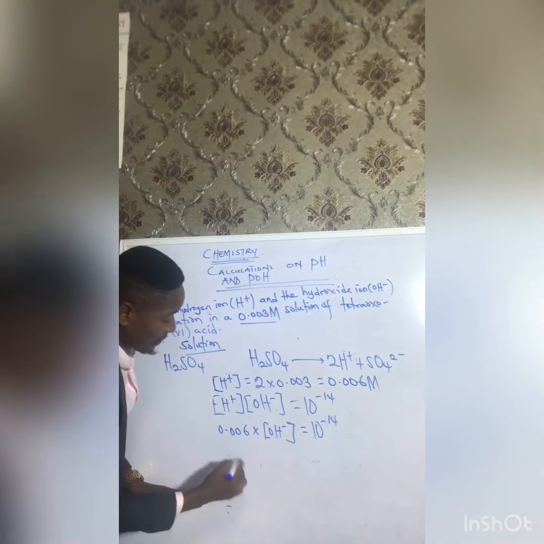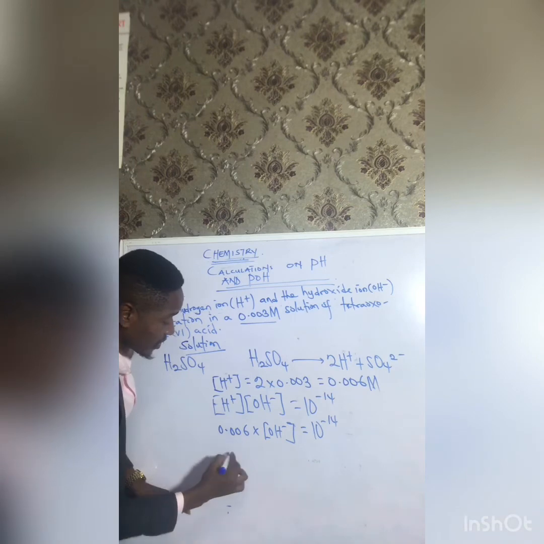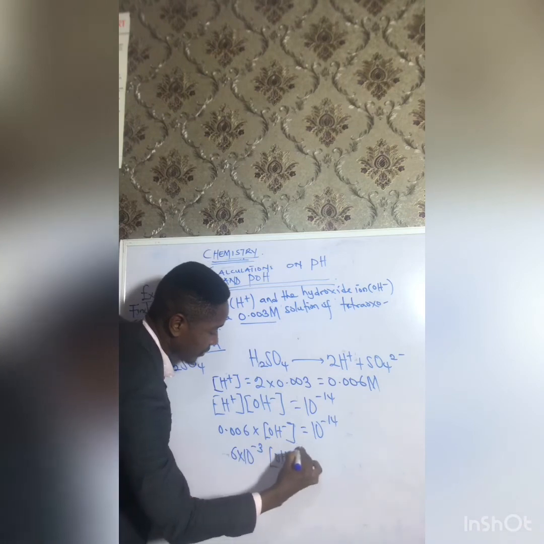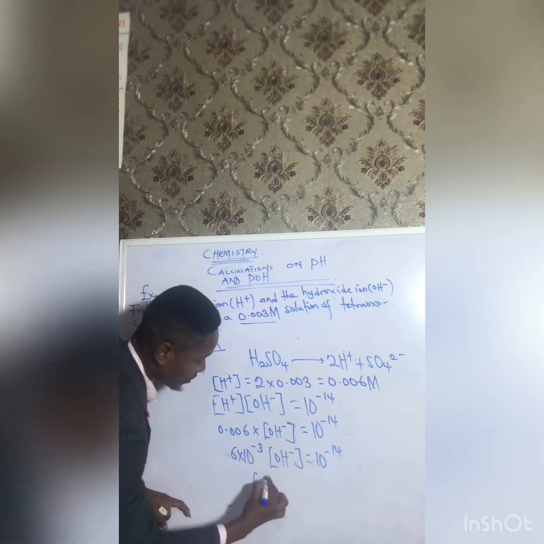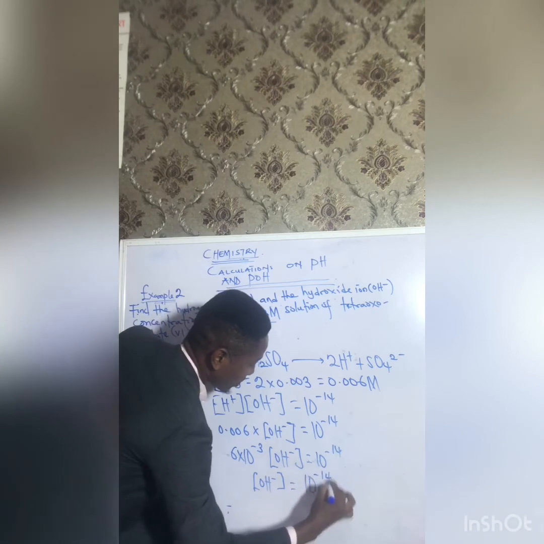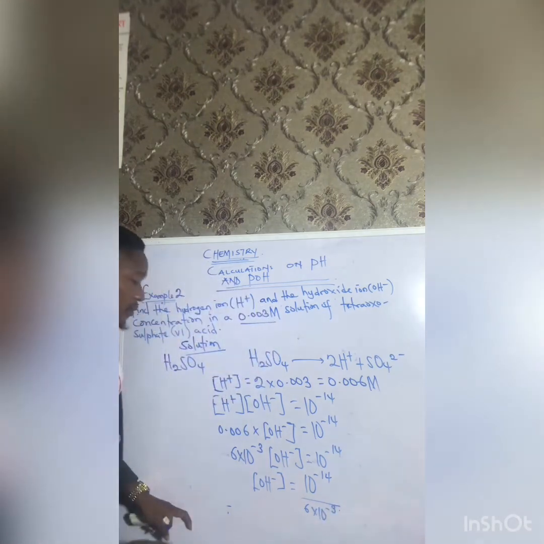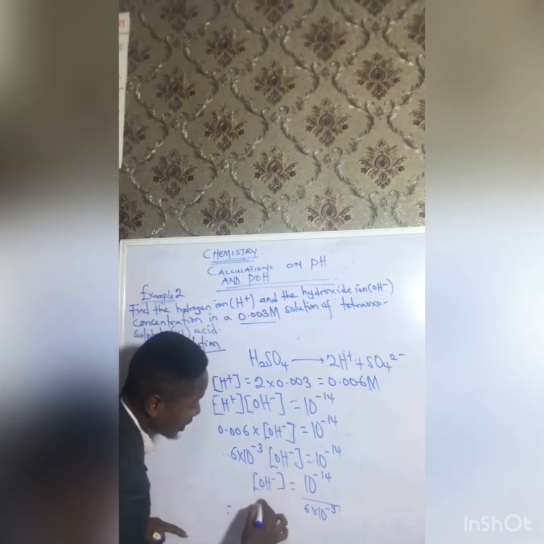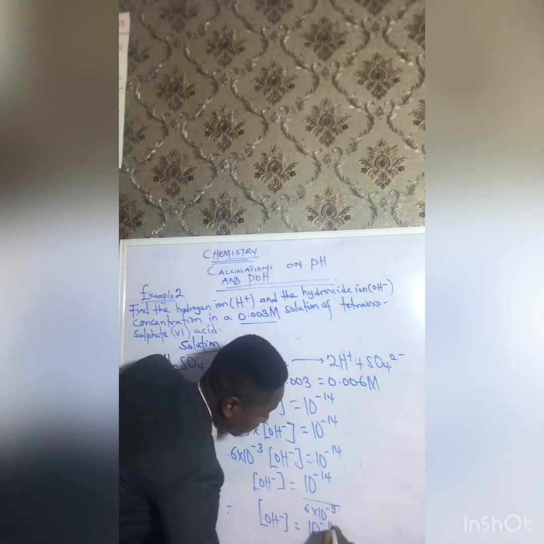So at the end of the day, we're going to be having something like this. Converting this to standard form, we'll have 6 times 10 raised to power minus 3 multiplied by the hydroxyl ion concentration, everything equal to 10 raised to the power minus 14. So my hydroxyl concentration now will be equal to 10 raised to the power minus 14 divided by 6 times 10 raised to the power minus 3. So the hydroxyl concentration will be equal to 10 raised to the power minus 14 plus 3.